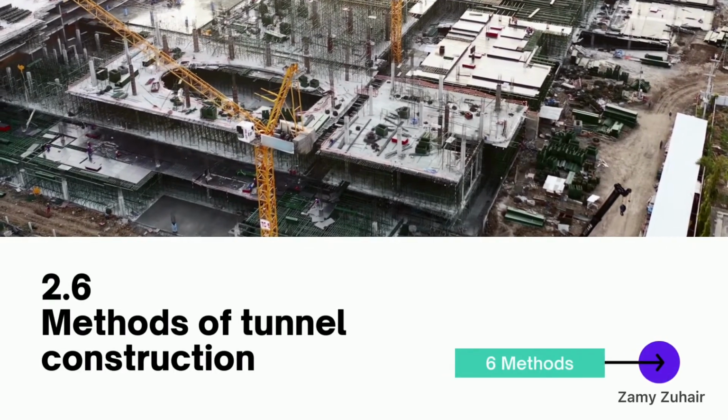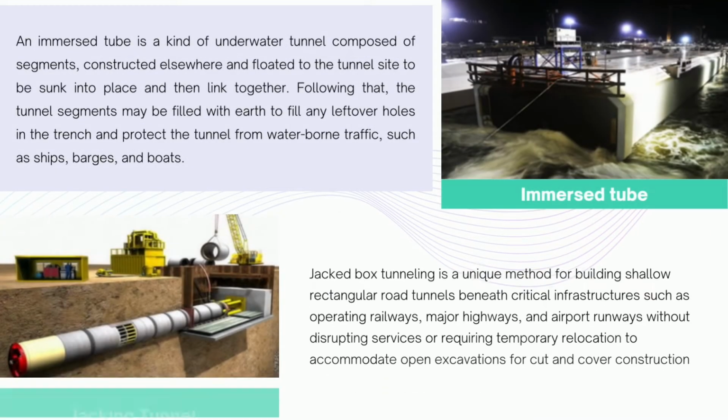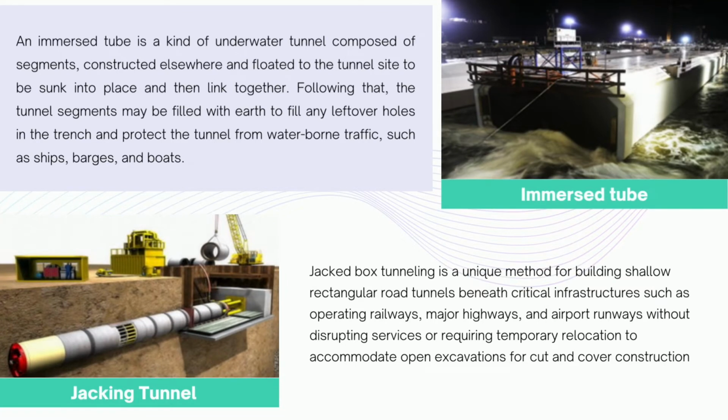Methods of tunnel construction. Firstly, cut and cover tunnel is a method that involves excavating an open trench. Secondly, drill and blast. This tunneling method involves the use of explosives. Drilling rigs are used to drill blast holes on the proposed tunnel surface. Next, an immersed tube is a kind of underwater tunnel composed of segments constructed elsewhere and floated to the tunnel site to be sunk into place and then linked together.